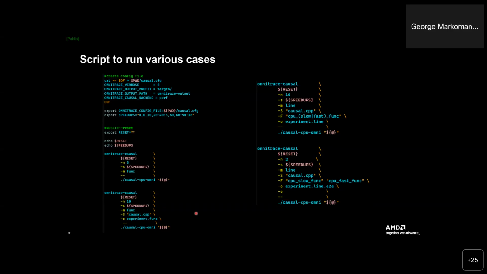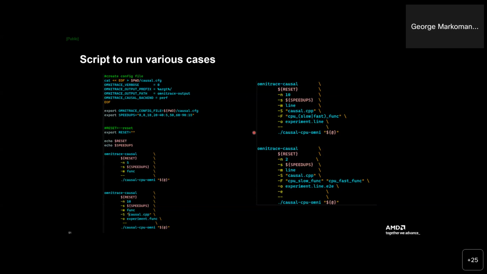Now I know that I have 2 specific routines, right? So I can say, please scope for source code line, same file, but now include the functions CPU slow func and CPU fast func. So now I give the names of the functions for the line analysis, and I call the output experiment.line. Again, it executes.